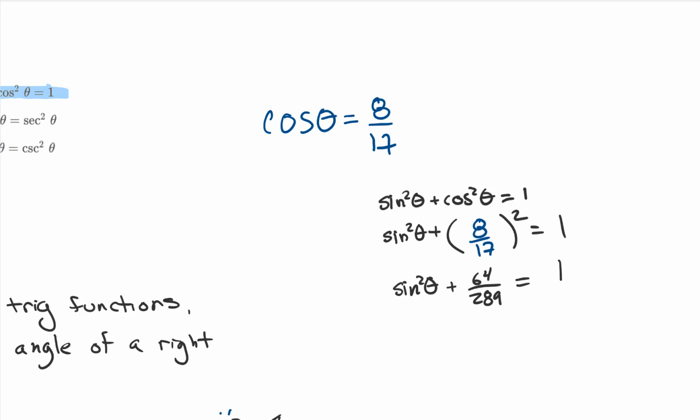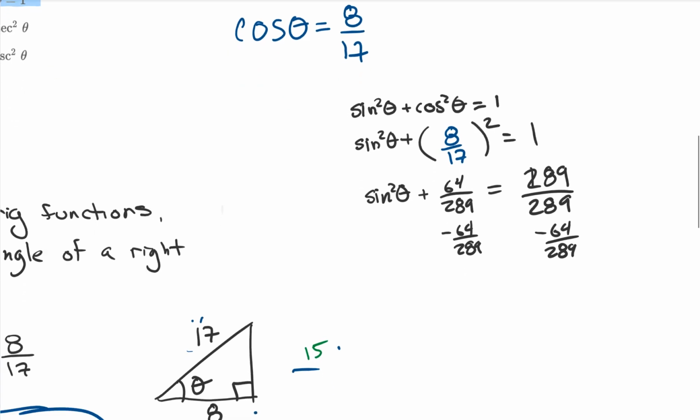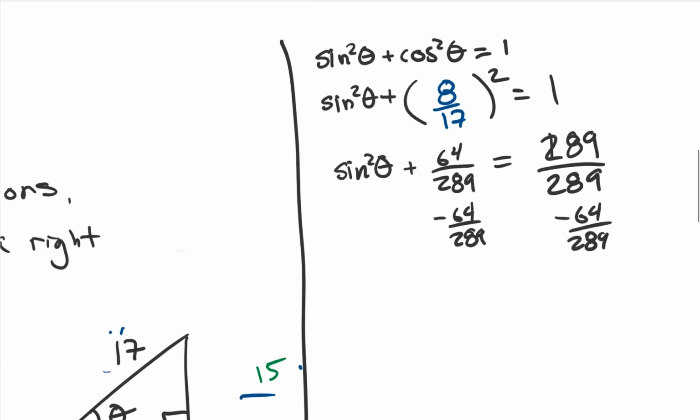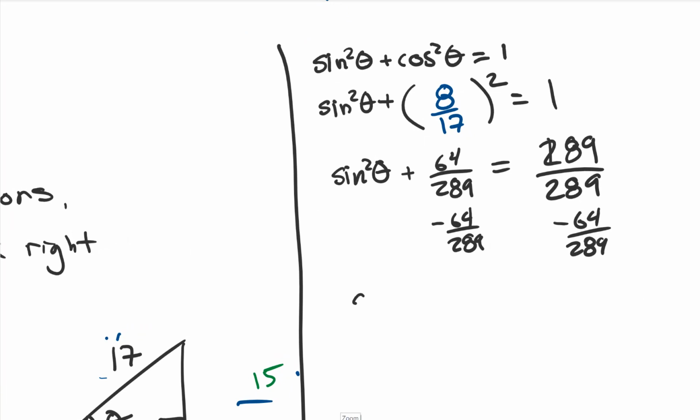Is equal to 1. Well, we need to get this number over to the other side, so we need to change 1. Let's make a common denominator that's going to work with 289. You know what you do with 1? It's 289 over 289. Now subtract that over. You're actually doing all the same math you did in the other problem. It just looks different because we have fractions. So 289 minus 64 is 225, so 225 over 289. That's 289 over 289 minus 64 over 289.